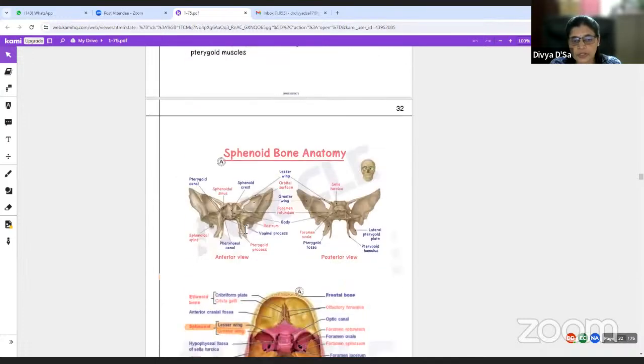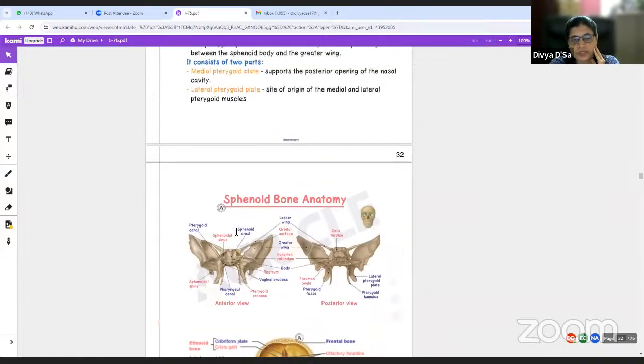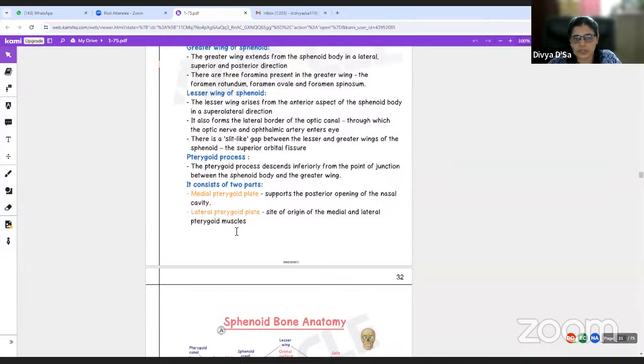The pterygoid processes descend. Here you can see the optic canal, the lesser wing, and below it the greater wing. You can see all the three foramina there. These processes you will see in the base of the skull. They are called the pterygoid processes, and they have two plates, the medial and the lateral pterygoid plate. The lateral pterygoid plate gives origin to both the medial and lateral pterygoid muscles.